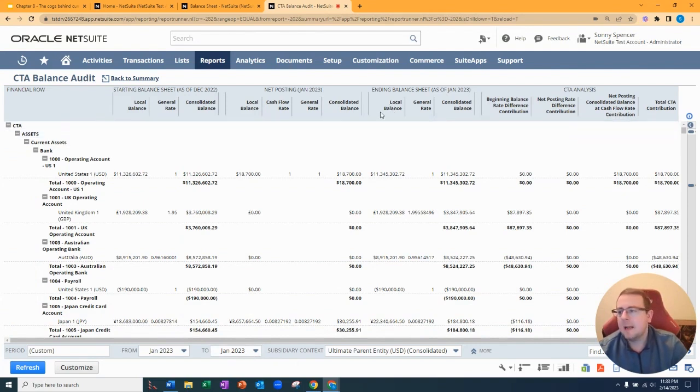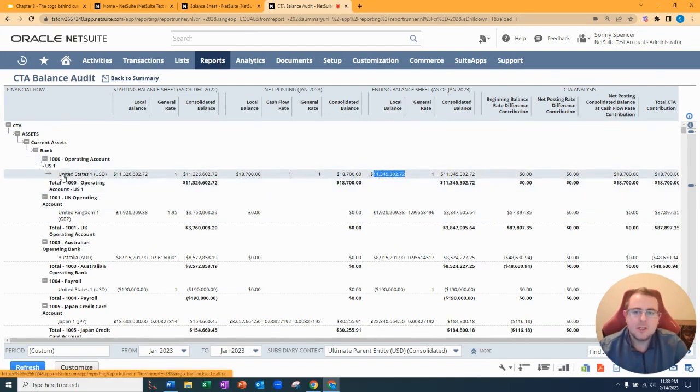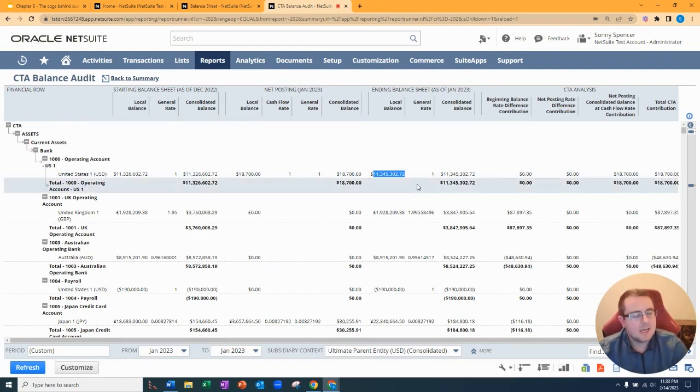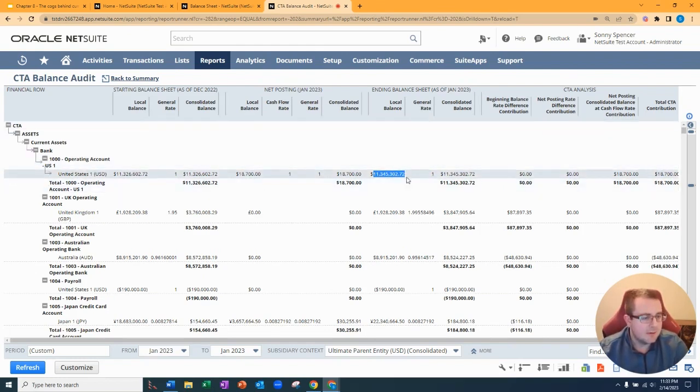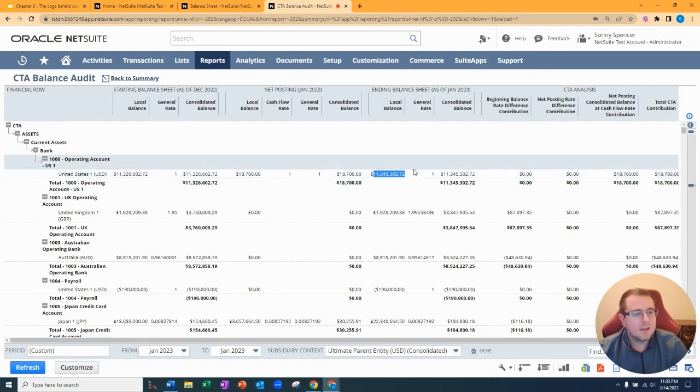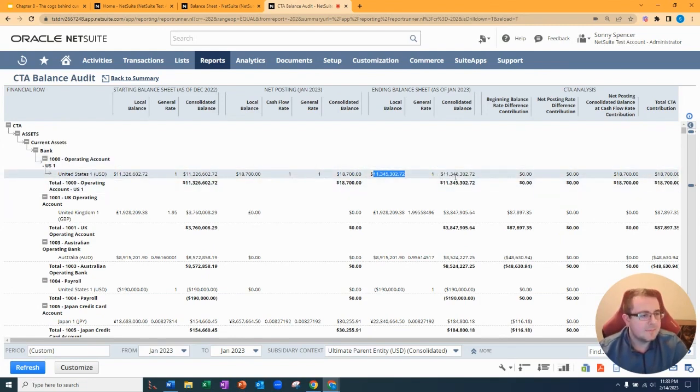Starting with the local currency balance, that is the functional currency balance for each subsidiary for each GL account. In other words, the closing balance as at the end of January 2023 for this particular GL account is just over 11 million US dollars. Now the general rate is the consolidated exchange rate that is applied to each account balance for this accounting period. So we're looking at the January 2023 consolidated exchange rates. We then multiply the two together to arrive at the consolidated balance.